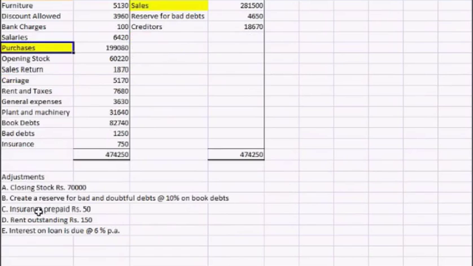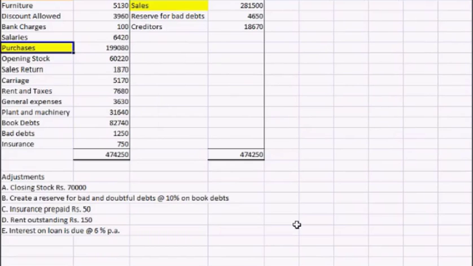So first of all, we should pass the journal entry for this. Let's first discuss how these journal entries for adjustments need to be prepared. First of all, we'll understand the impact of these adjustments on the accounts which we have.